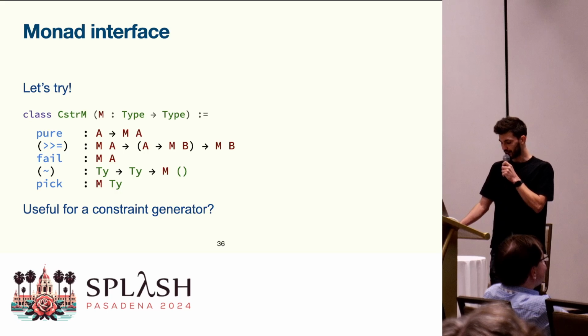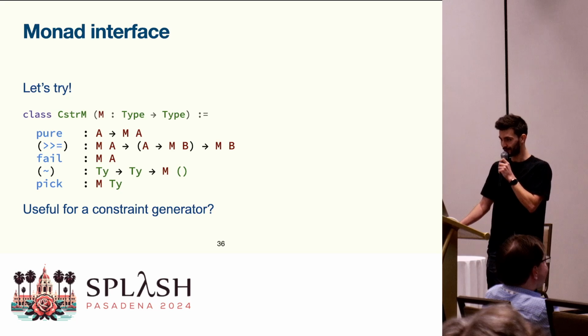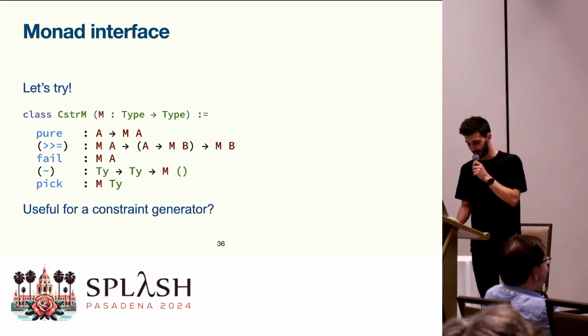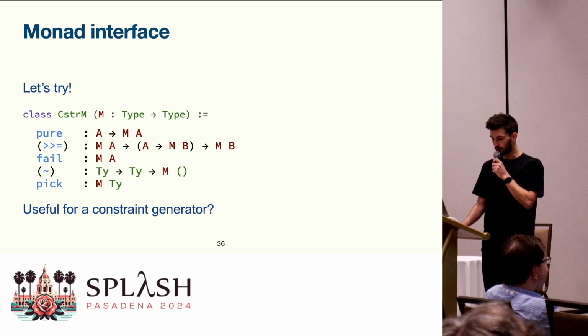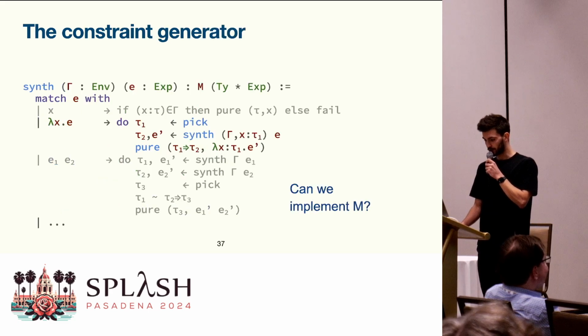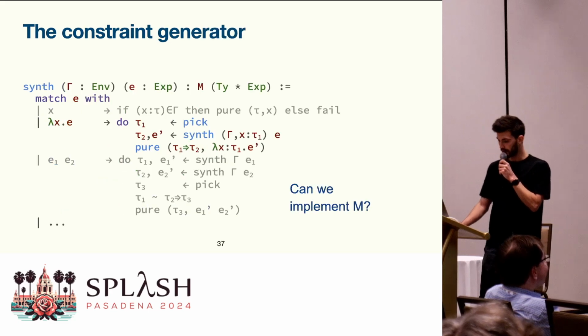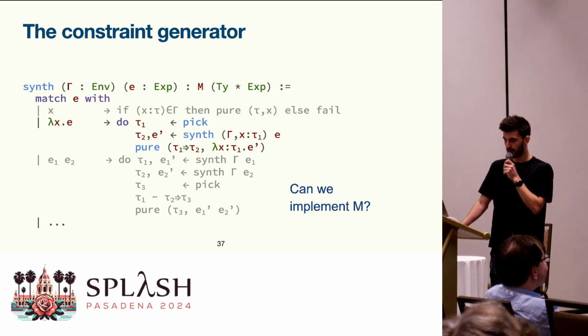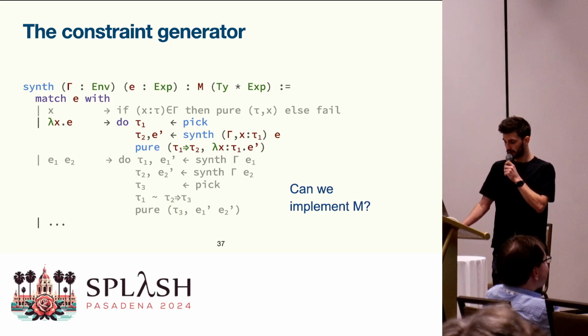And the type signature for pick looks kind of funny. It just magically comes up with an object language type. More on this later. Can we define a constraint generator with this interface? Let's try. So here's a function called synth, which takes a typing environment and an input program and matches on it. Importantly, the output type is this monadic value. This will be a constraint, and the value that we should return is a product of a type and an elaborated expression.